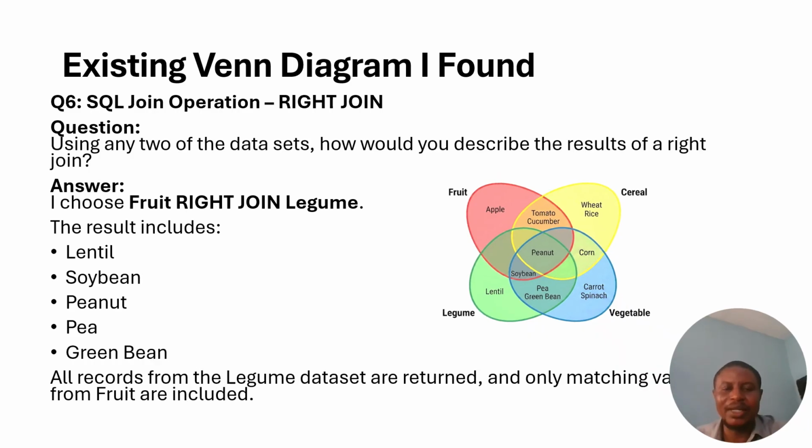Then for question number 6, using the right join, I chose fruit right join legume, and the results included lentil, soybean, peanut, pea, and green bean. All records from the legume datasets are returned, and only matching ones from fruits are also included.